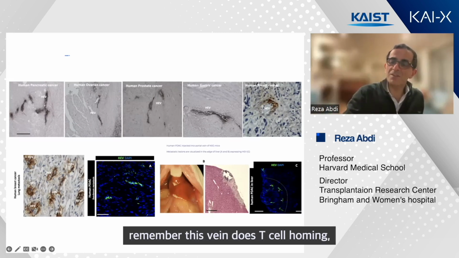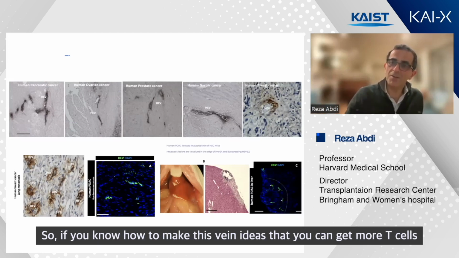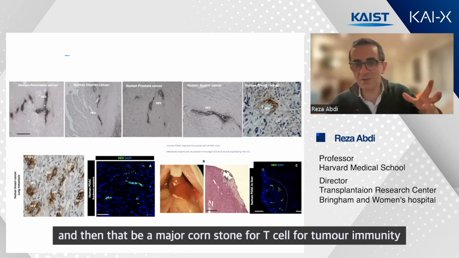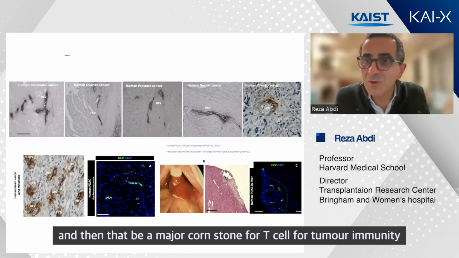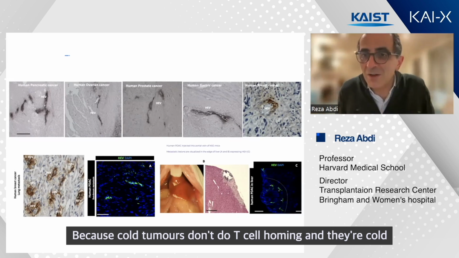Remember, this vein does T-cell homing. And checkpoint inhibitors and tumor immunity are very hot now, right? So if you know how to make this vein, the idea is that you can get more T-cells, right? And then that would be a major cornerstone for tumor immunity, right? Because cold tumors don't do T-cell homing, and that's why they're cold.